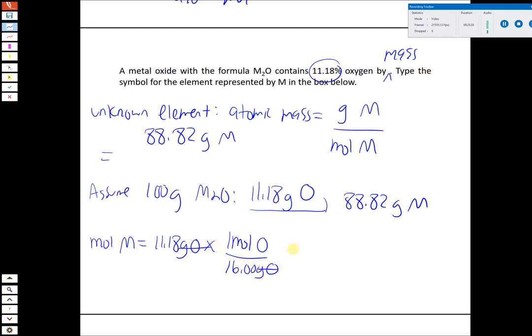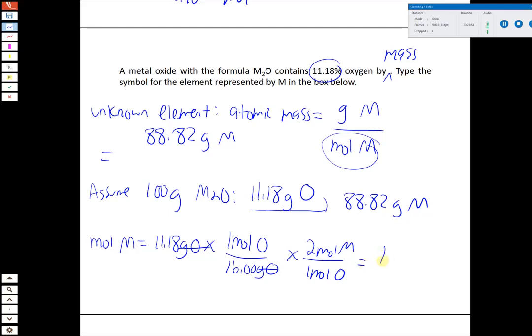So that gives us moles of oxygen. What we need, though, is moles of M. That's what we're looking for to put in the denominator here. And so the moles of the metal are going to be related from the formula. So if we have 1 mole of oxygen, we have 2 moles of M, because it's M2O. Alright, so we're going to divide these and multiply across.